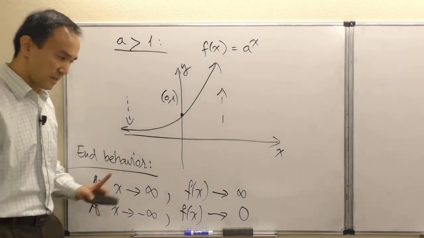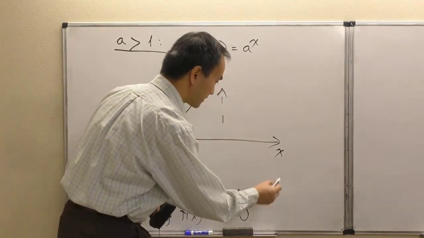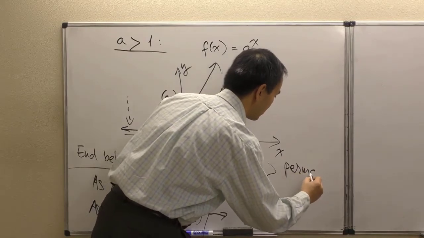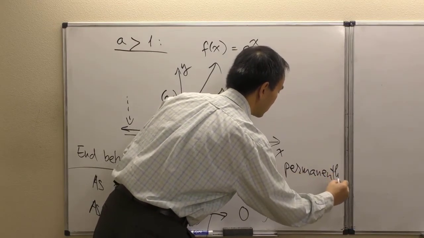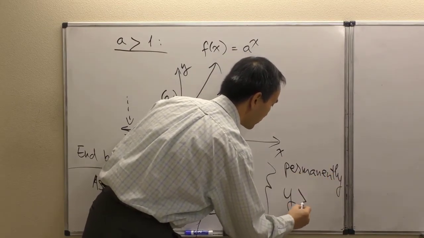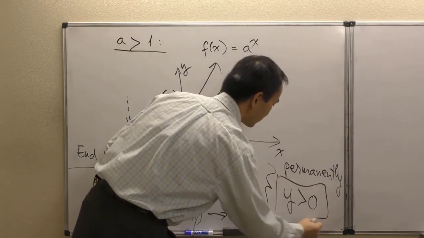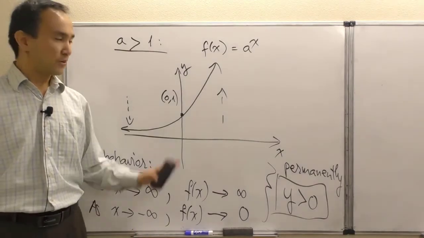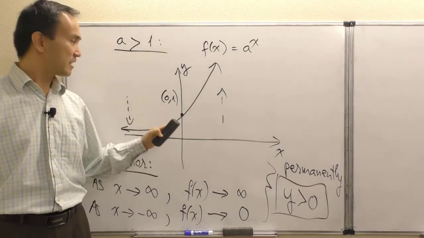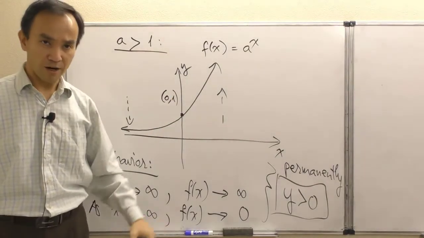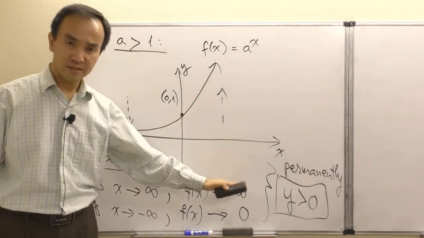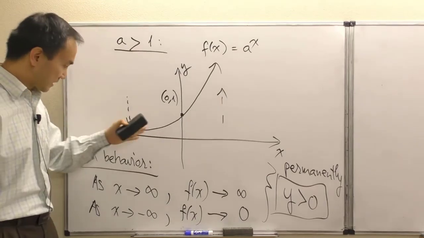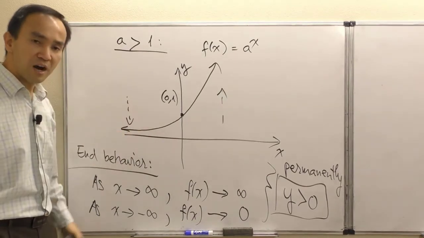But then you also have to keep in mind, this is permanent. This is something that permanently happens. The y value is always positive. It's the way any of these exponential functions has to be. Right now we're particularly investigating the case where the base is greater than 1, and the graph is permanently above the x-axis. But on the left end, it's getting closer and closer to the y value 0.